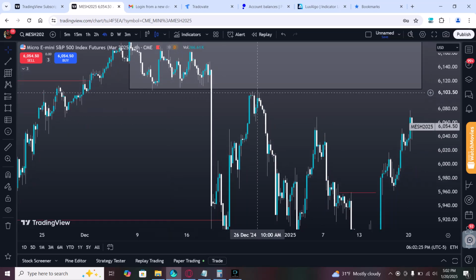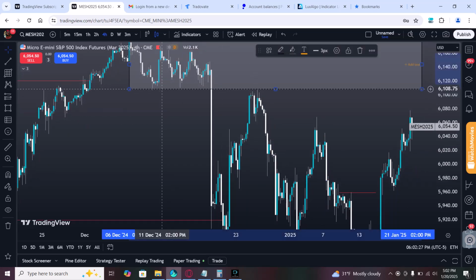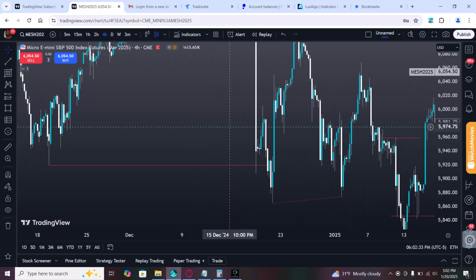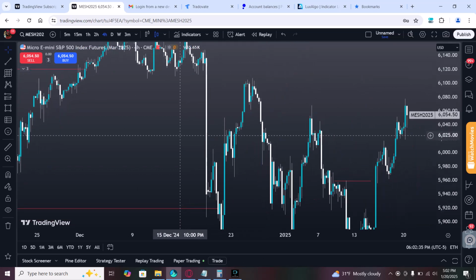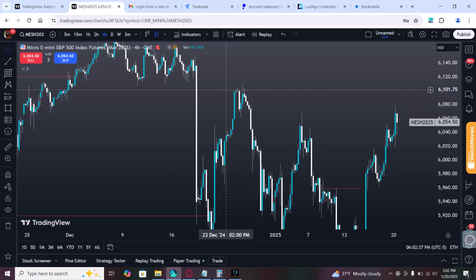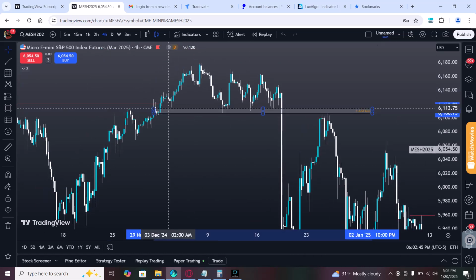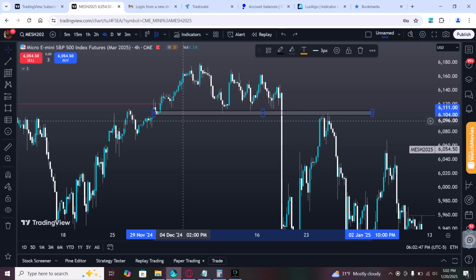But it came up, I can delete this for now, to fill this imbalance in the market after sweeping this low. It just came up to, I would say, a breaker block right there. What's a breaker block?